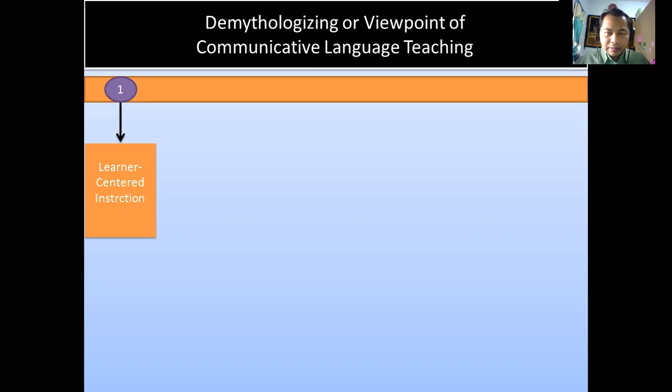And the last is the teacher should facilitate the students based on the learner's goal. What is the goal of learning this? The teacher should compromise what the curriculum says about the goals and what the students need to have after learning the process. That's learner-centered instruction.